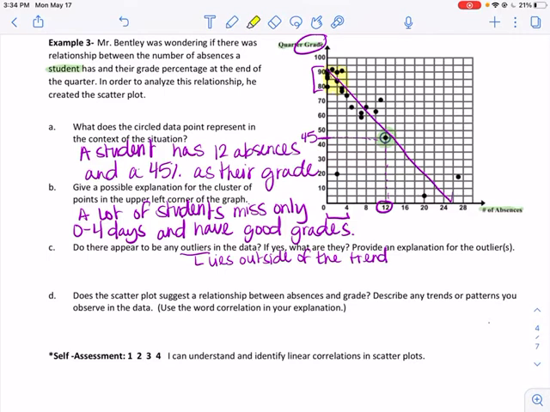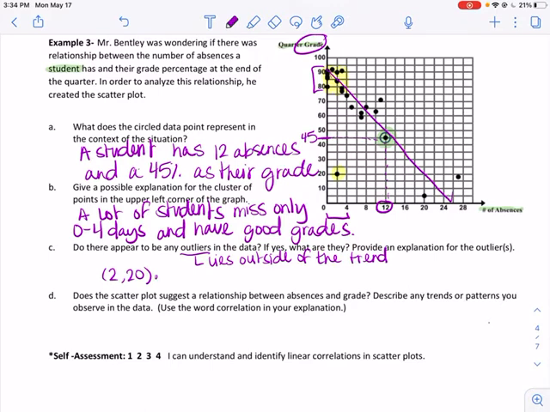Now, a lot of students will pick out the points that are most isolated as their outliers. So that one, and that one. But these ones over here, I probably wouldn't call outliers because they still follow the trend of being high number absences and low number grade. The one I would call an outlier is that one right there. The 2, 20. So they have 2 absences and their grade is only at 20%.